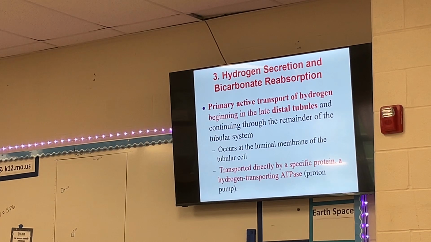So primary active transport of hydrogens begins in the distal tubules. Now we're past the loop of Henle, and we're at the distal convoluted tubules. Lots of hydrogen ions and bicarbonate can be transported in these distal tubules. They're transported directly by specific proteins and hydrogen transport ATPase. And all of that can take place within these distal tubules by active transport.